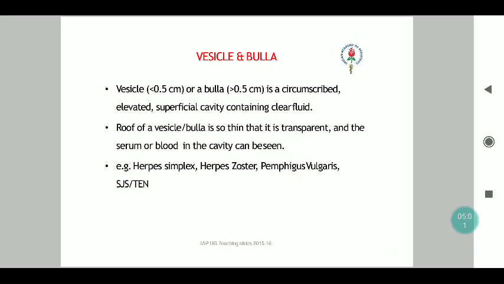Now coming to vesicles and bullae, vesicles are less than 0.5 centimeters in size, whereas bullae are more than 0.5 centimeters in size and are well circumscribed, elevated, and superficial cavities which contain clear fluid. Both vesicles and bullae have a transparent roof because it is very thin, and the underlying serum or blood in the cavity can be seen. Classical examples include herpes simplex, herpes zoster, pemphigus vulgaris, Stevens-Johnson syndrome, and toxic epidermal necrolysis.